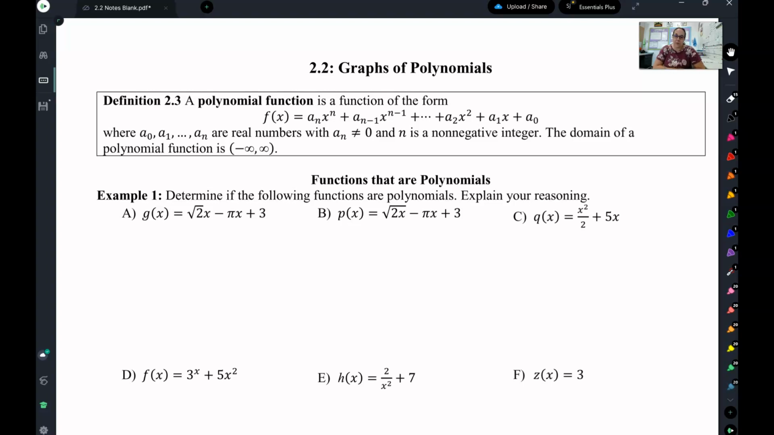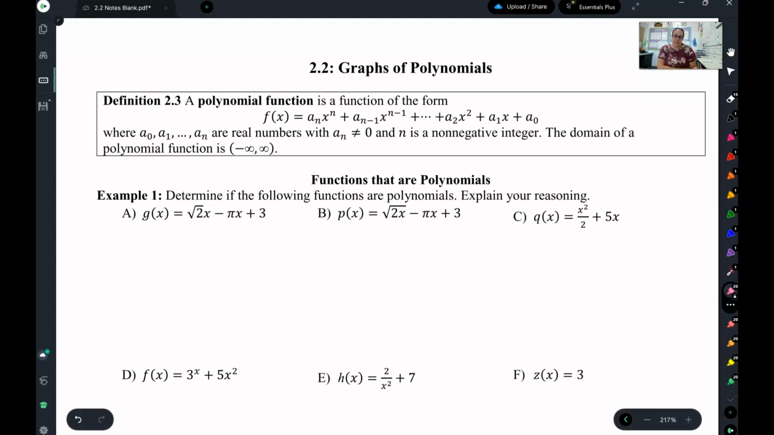Welcome to lesson 2.2. In this lesson, it is all about polynomials. So last lesson we focused specifically on quadratics, which are x squared. Polynomials are the whole family. So x squared, x cubed, x to the fourth, x to the fifth, all of those. So let's start by defining what a polynomial is.